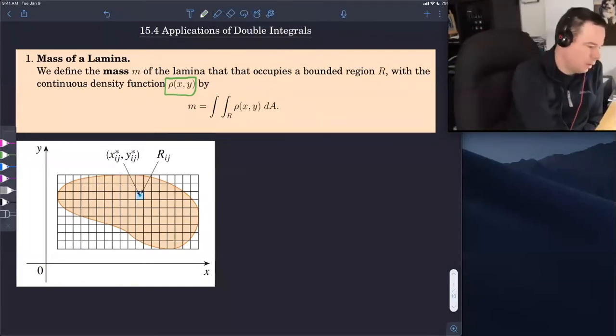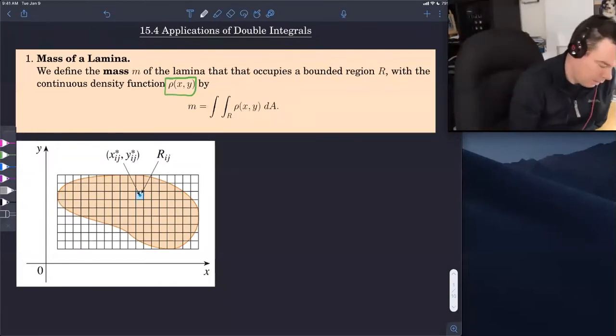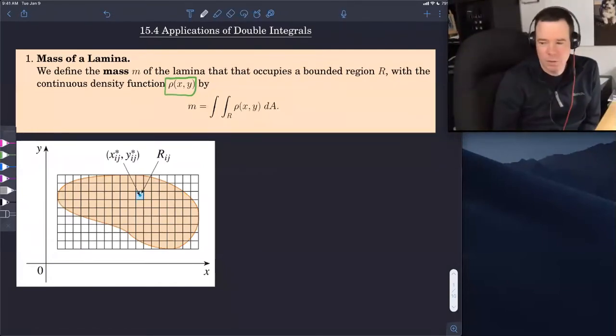And why is this? Well, the main idea is if we do want to find the mass, then we could chop this plate up into a bunch of thin little rectangles. And over each of these tiny little rectangles, we can assume that the density is constant, or at least it doesn't vary very much. So over one of these small rectangles, we could take a sample point in it, which is at x_ij star and y_ij star. Once we take that sample point, we evaluate the density function, and that should be roughly the density of the region over the entire small rectangle.